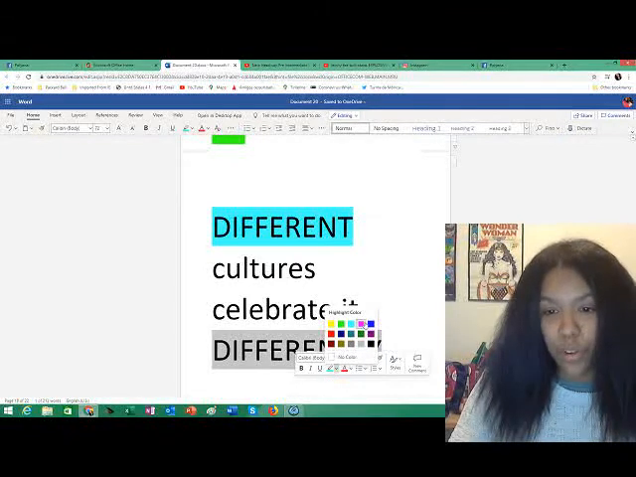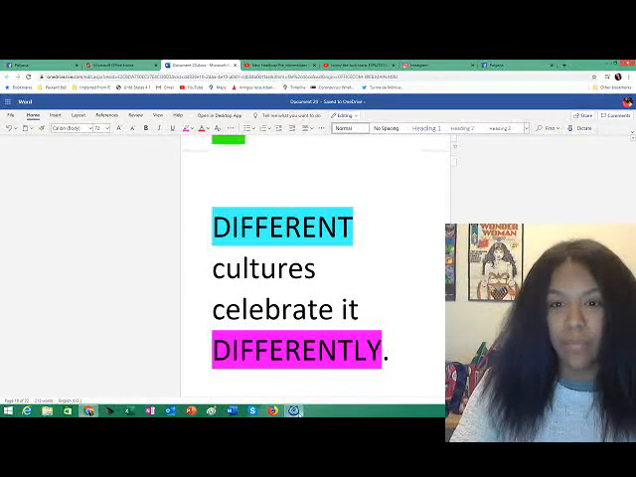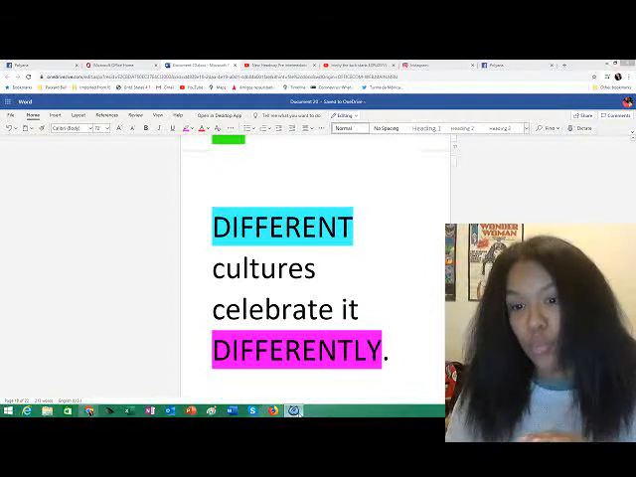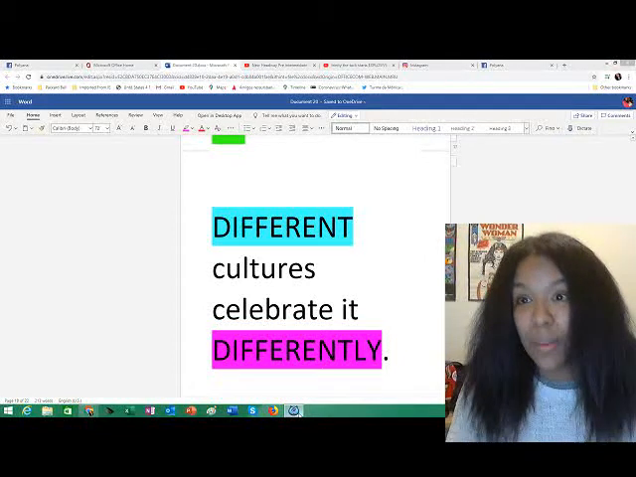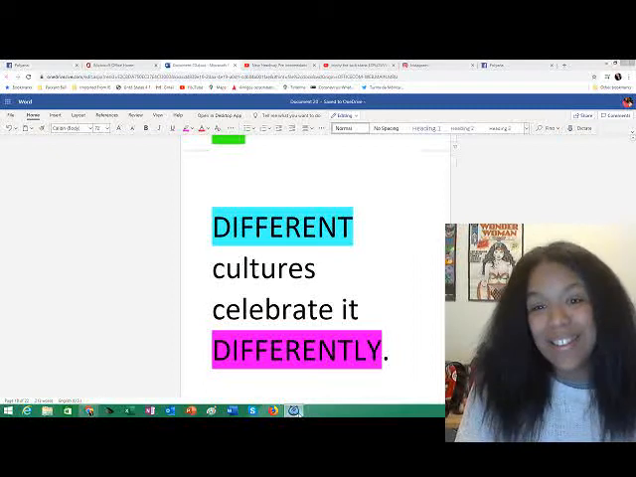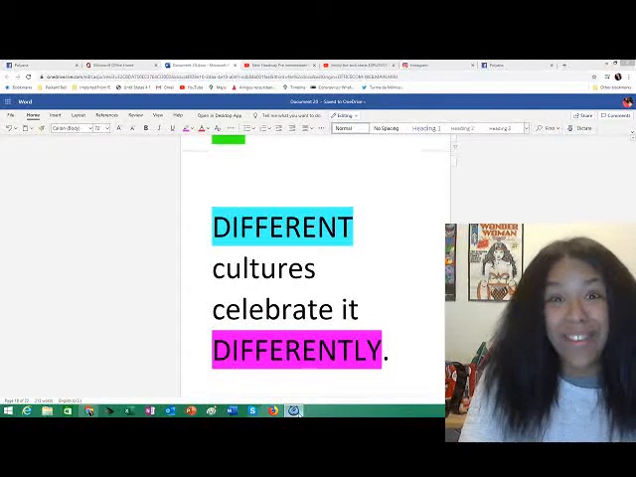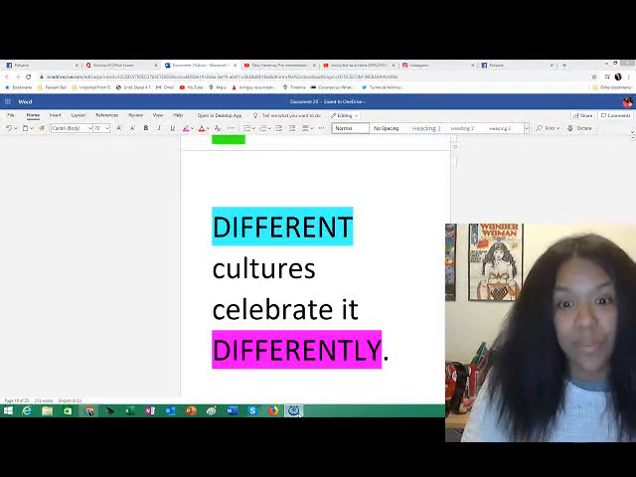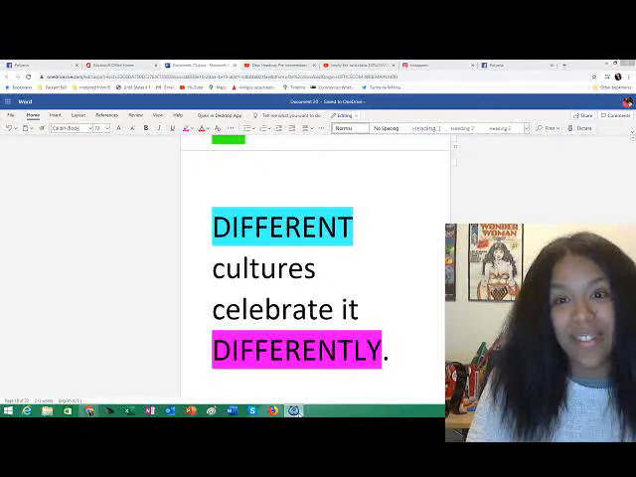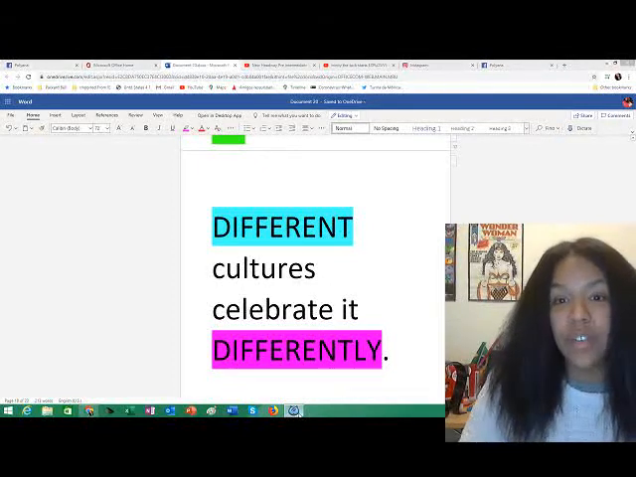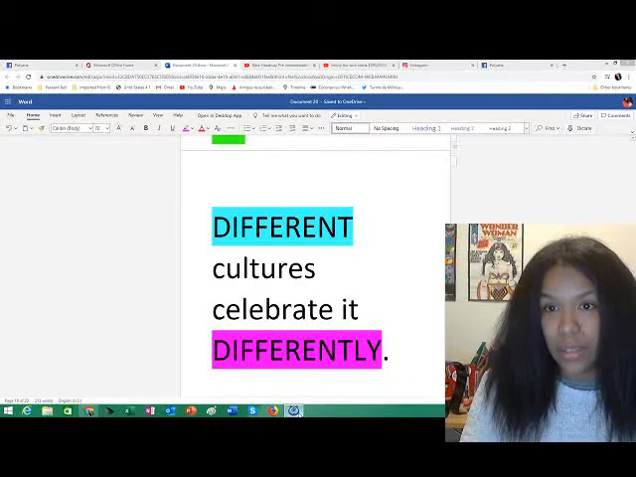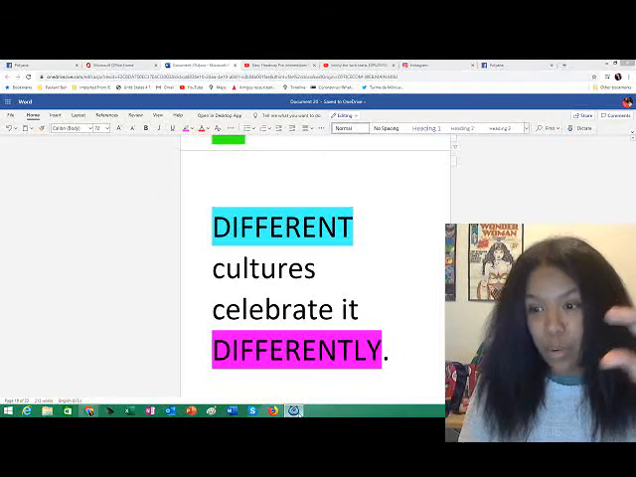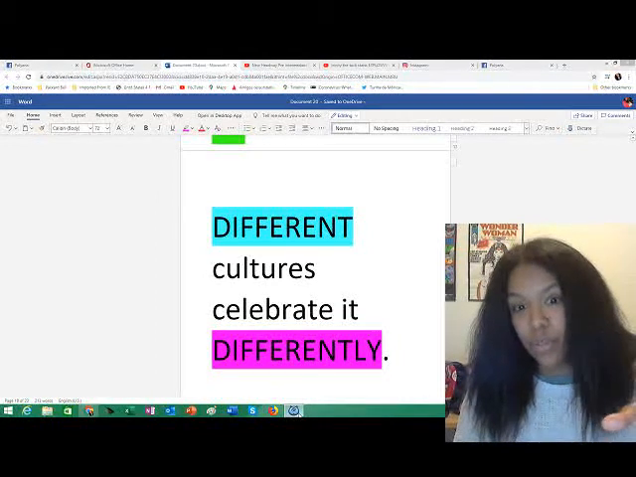One of these words describes something, and one of these words describes how something is done. The word that describes something is the adjective. The word that describes how something is done is the adverb. So the adjective here is different. Different cultures. So I'm describing the cultures. They're different.